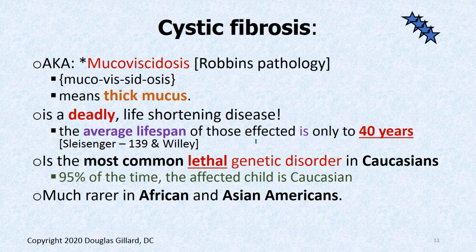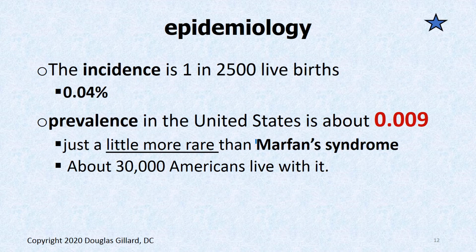These patients lived to 30, and just recently the new books and research has got them up to 40, so they're doing better. But they don't live that long, right? Almost half of their life is cut out, usually because of a chronic pneumonia. Pneumonia gets them. It is the most lethal genetic disorder that white people get, period. 95% of the time, if someone gets affected, they're going to be a Caucasian. Much rarer in African Americans and Asians.